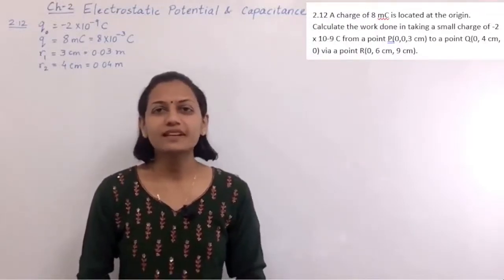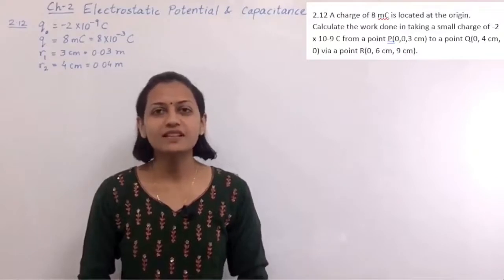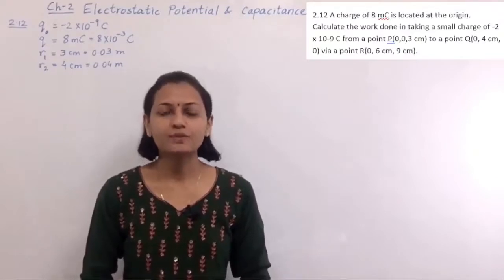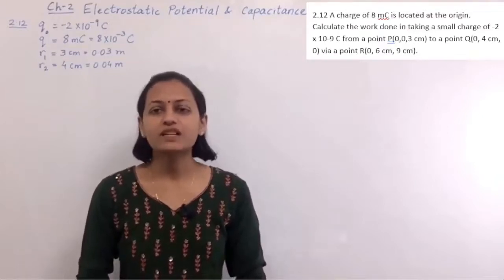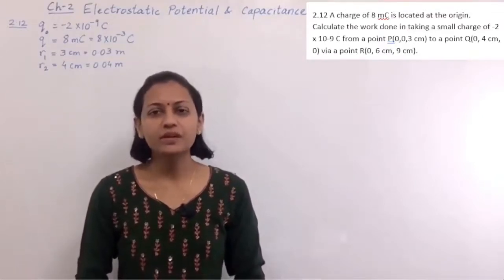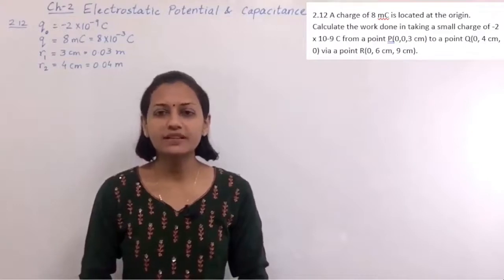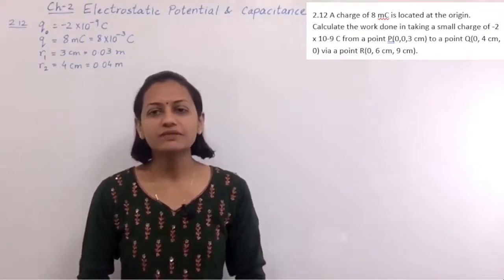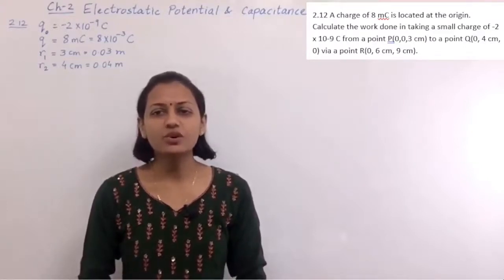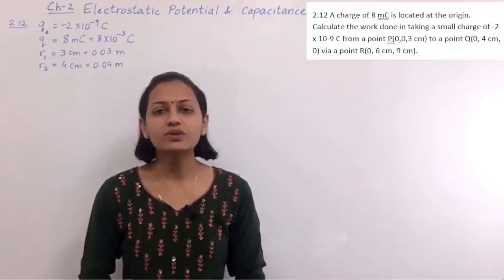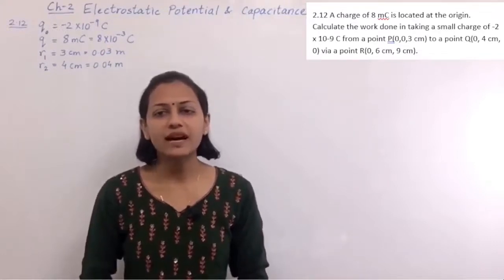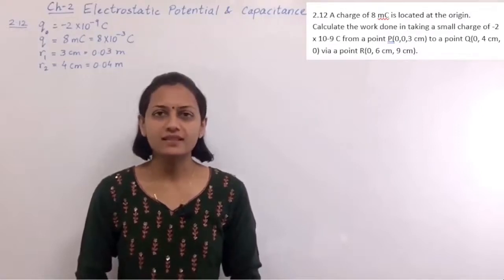Today we will solve the additional exercise of NCERT for chapter number 2. So let us begin with numerical number 2.12, which says a charge of 8 millicoulomb is located at the origin. Calculate the work done in taking a small charge of -2 × 10^-9 coulomb from a point P (0, 0, 3 centimeter) to a point (0, 4, 0) via a point R (0, 6, 9 centimeter).